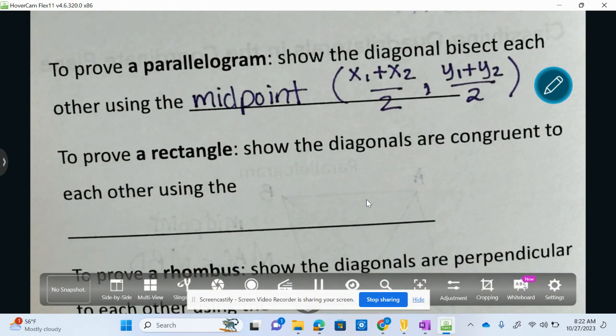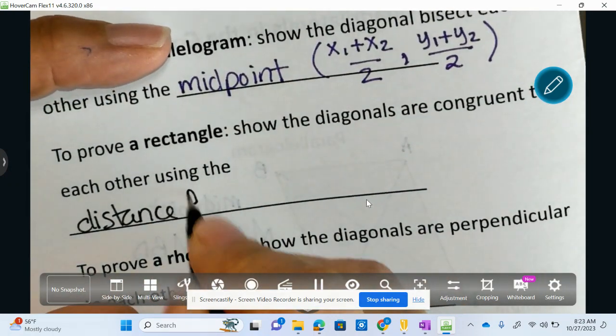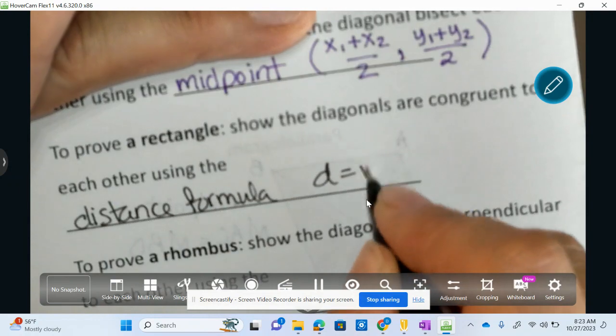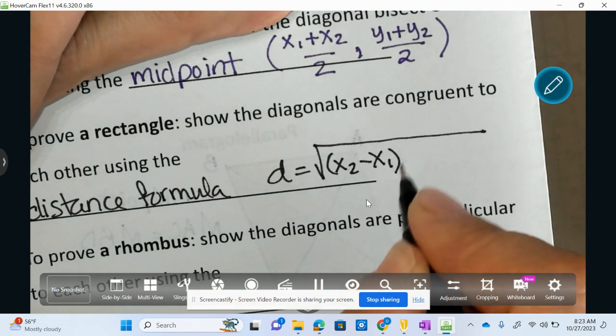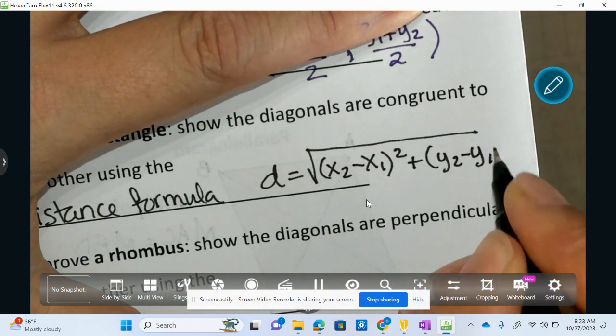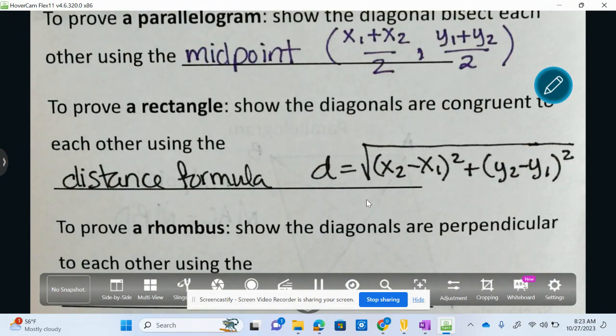Prove it's a rectangle. We show the diagonals are congruent using what? Distance, and I used the distance formula. So we're using the distance formula, and that is d equals the square root of the quantity x sub 2 minus x sub 1, squared, plus the quantity y sub 2 minus y sub 1, squared. So that's our distance formula.